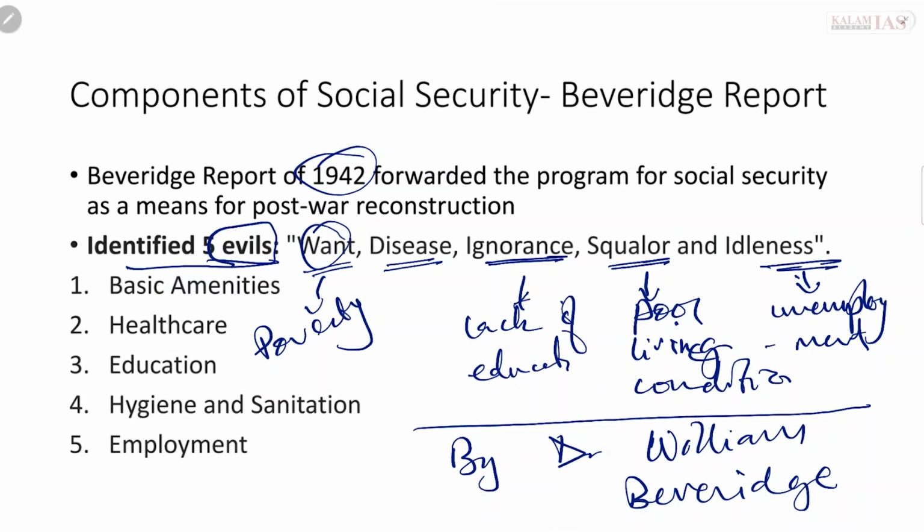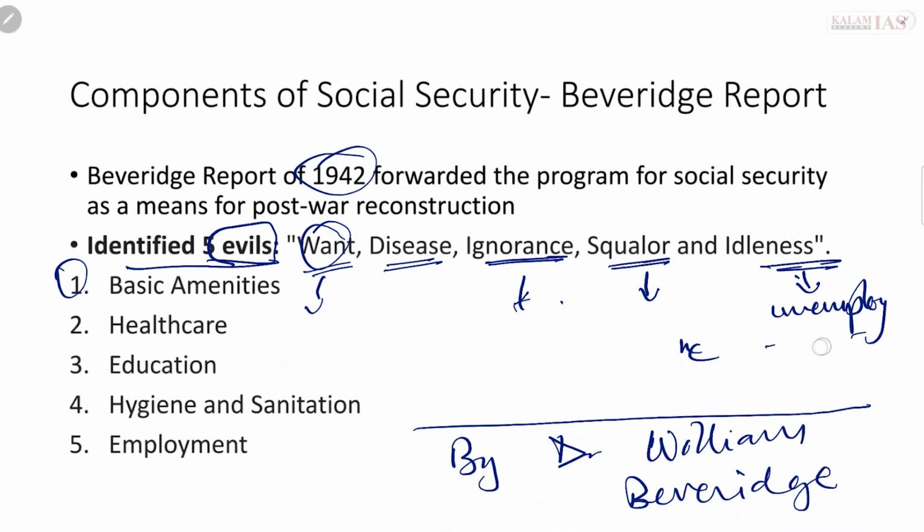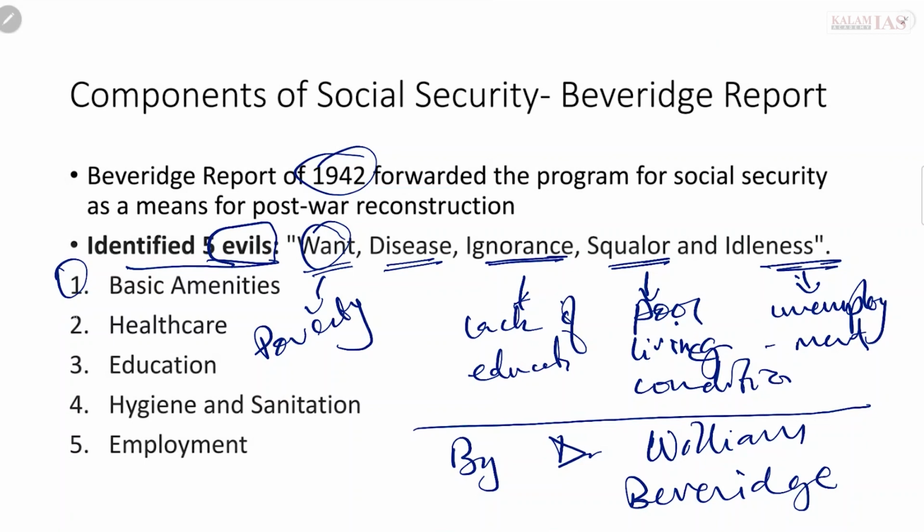So, for this, the Labour Party came up with a 5-point suggestion. First was basic amenities such as food and shelter to eradicate poverty. Second was healthcare. The National Health Scheme was formed, the NHS in the UK, to provide social immunity against diseases. Third was a comprehensive state-backed education scheme to tackle the problem of ignorance or lack of education. Fourth was a focus on hygiene and sanitation to improve the urban living conditions.